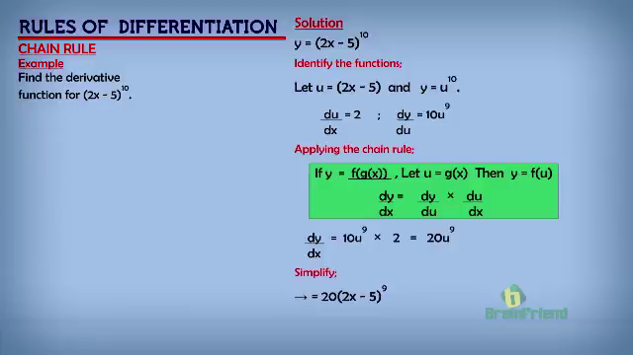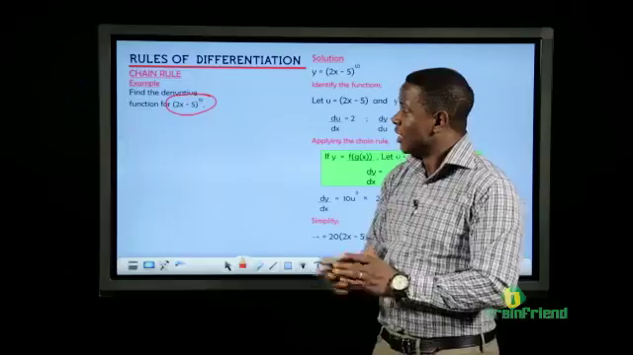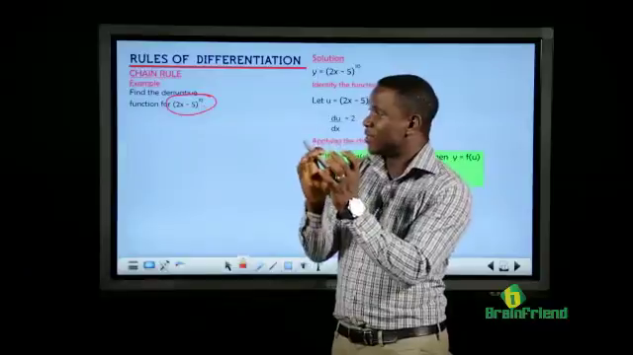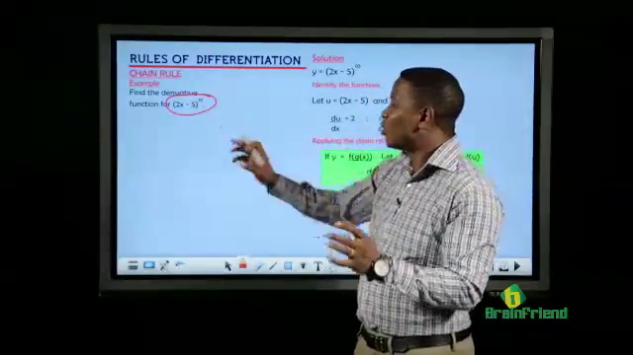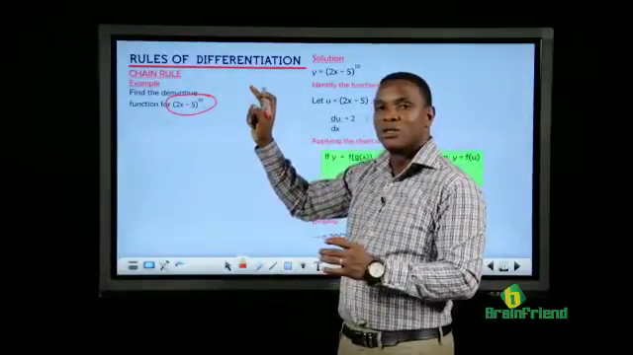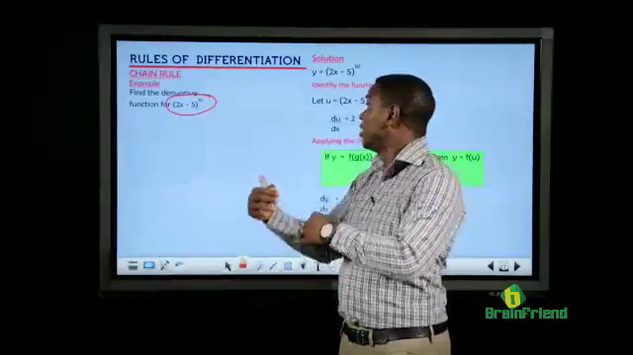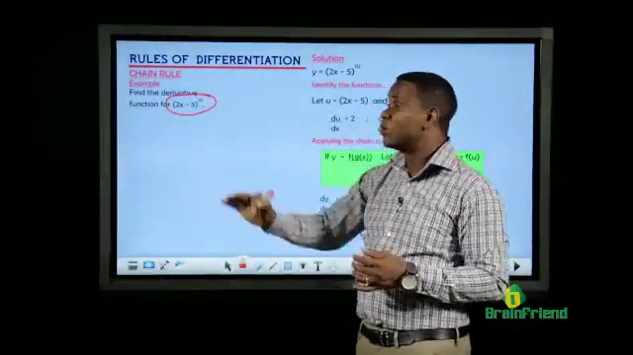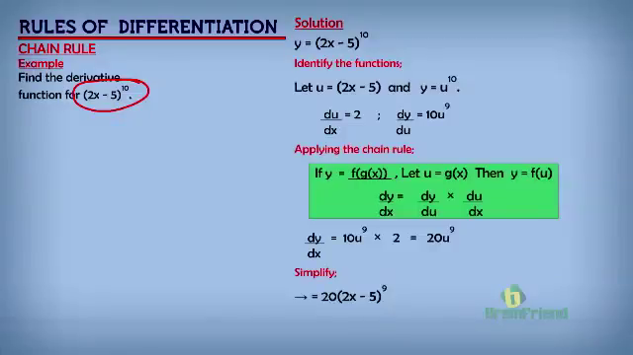Let's take a typical example for clarity. If you've been asked to find the derivative of, take this function for instance, 2x minus 5 raised to the power 10. If you look at it closely, you'll notice that 2x minus 5 is a function of itself. Now, all of the function in brackets, let's take that as another function, is also raised to a power 10. So it's like a function within a function. For such cases, we make use of the chain rule. And to do this, to simplify this, we simply say let y be our given function.